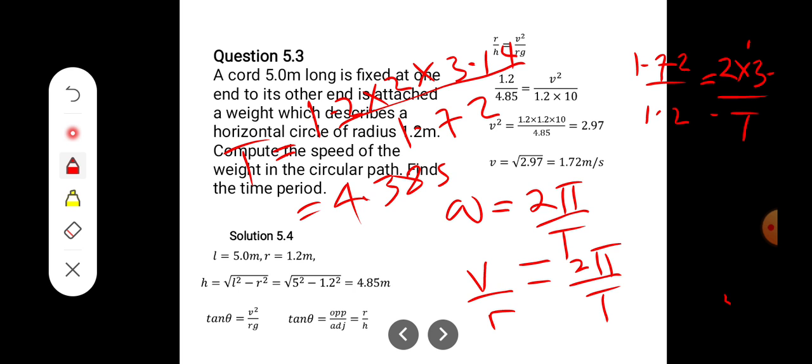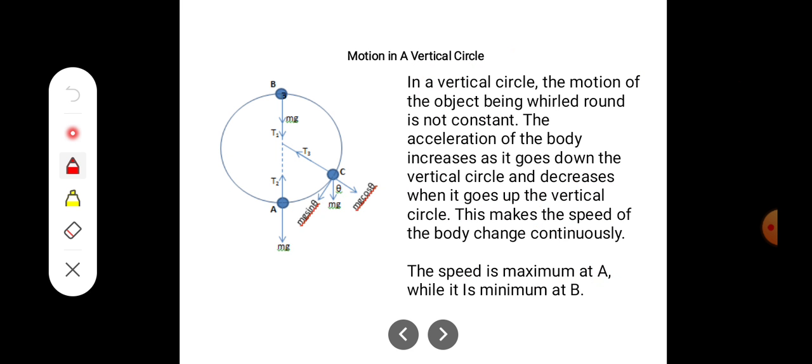So let's move to the next. Now here we're going to look at motion in a vertical circle. We are done with horizontal circle. In a vertical circle, the motion of the object being whirled around is not constant. The acceleration is not constant. It's what we do when you hold a rope and swing it around, not in a conical form now. That's a vertical circle, just like you have in the diagram there.